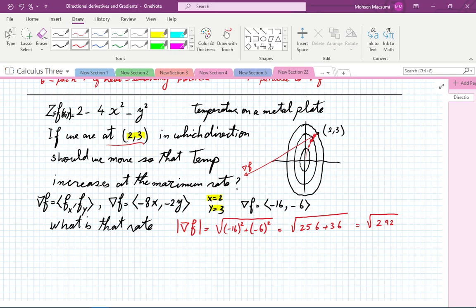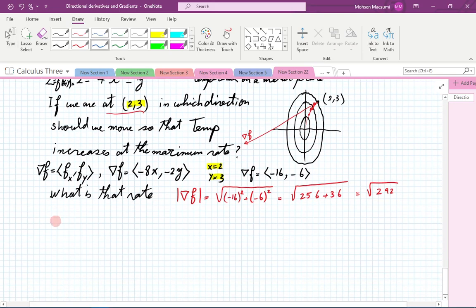What if you wanted to go to a cooler region? Well, you would go in the opposite direction of this. So same question, let's write it in a different way: which direction should you go for getting a decrease at the maximum rate? The answer is minus the gradient of f. That's the minus of this vector, so it's going to be 16 and 6. So that's going to tell you to go in this direction for the cooler region, and you will be going in this direction for the hotter region. Okay.